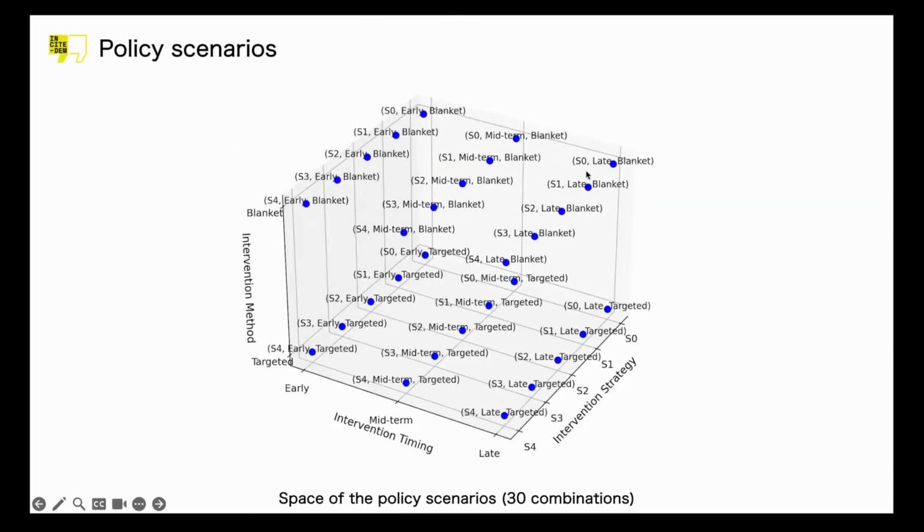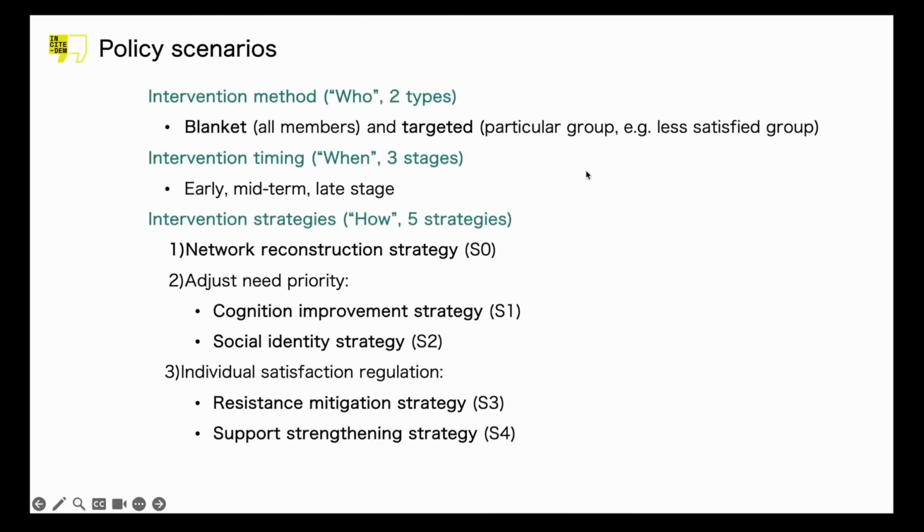And the second one is intervention timing. This is very much up to the length of the planning process. According to the planning process, it can be divided into early intervention, midterm intervention, and late stage intervention. A third one is intervention strategies. It's like how the intervention takes effect on the targeted groups or the targeted members.